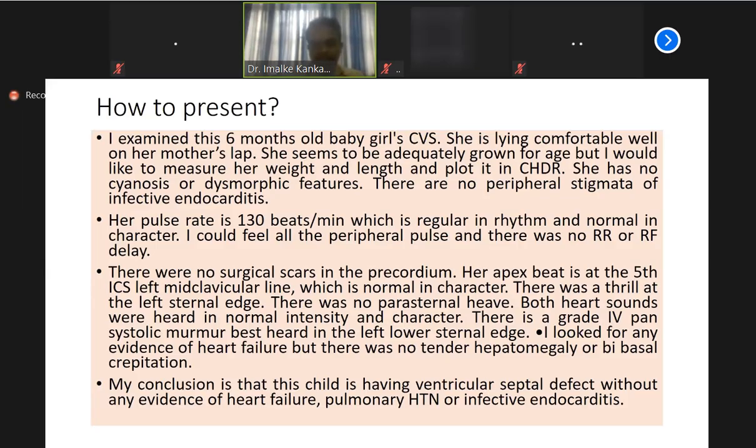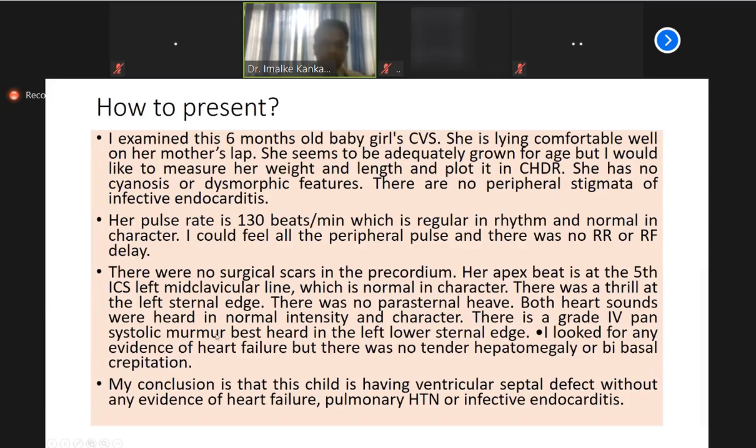Her apex beat is at the fifth intercostal space, left mid-clavicular line, and it's very important to say left side or not, which is normal in character. You can't diagnose thrusting, heaving, that kind of thing in children. In adults, yes. There was a thrill at the left sternal edge. There was no parasternal heave. I just did all these things in a rush.